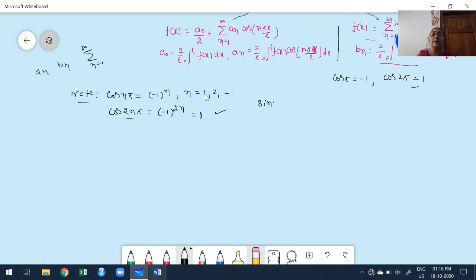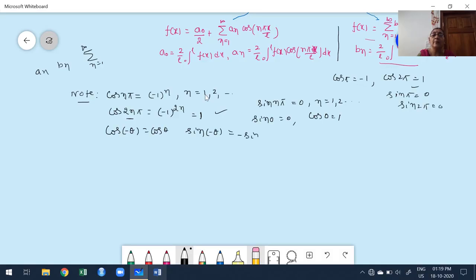Similarly, sin n pi. What is the sin pi value? Sin pi value is 0. What is the sin 2 pi value? 0. Therefore, n may be even, n may be odd, sin n pi is 0 for n equal to 1, 2, 3. And you also know that sin 0 is 0. These are the things we get frequently while solving a problem. Cos 0 is 1. And what is cos of minus theta? Cos of minus theta is cos theta. What is sin of minus theta? Minus sin theta.